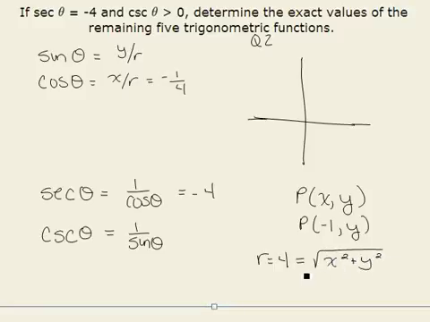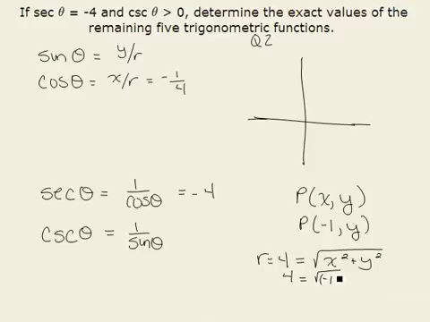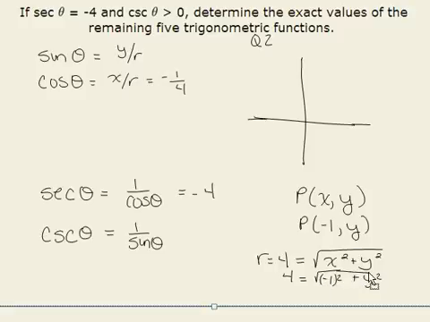Therefore, we can solve for y. We have 4 is equal to the square root of a negative 1 squared plus y squared. Squaring both sides, we get 16 is equal to 1 squared plus y squared. Subtract 1 from both sides, we get y squared is equal to 15, producing y is equal to the square root of 15. Therefore, we now can solve for sine.